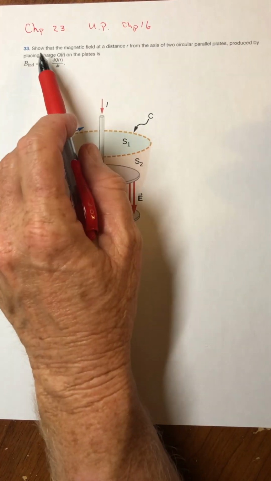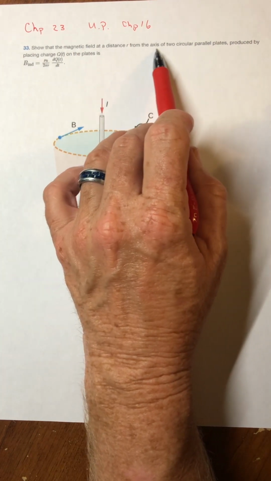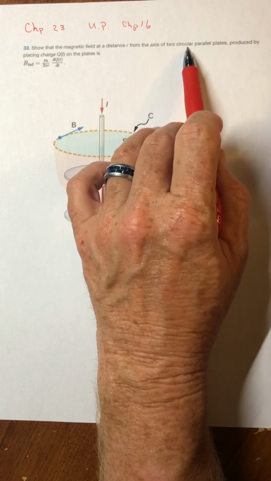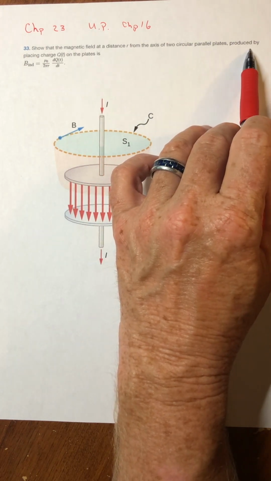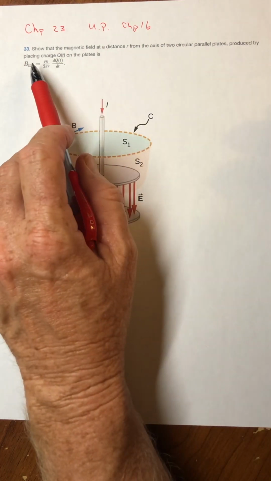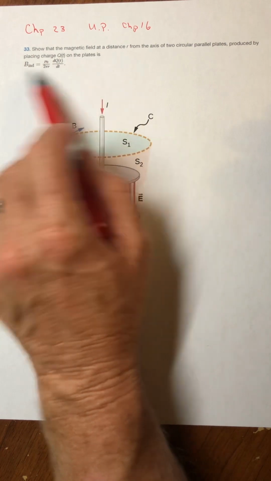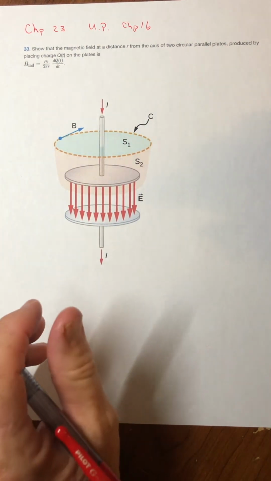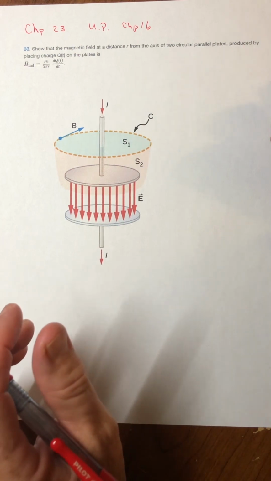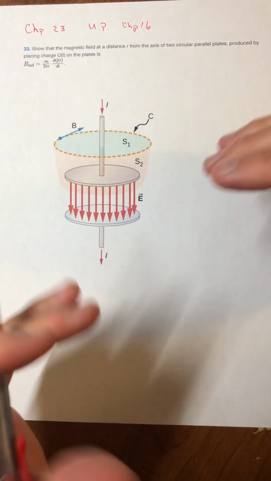It says: show that the magnetic field, a distance r from the axis of two circular parallel plates, produced by placing charge q, as a function of time, on the plates, is given by this equation. So here's kind of the argument, and I printed this picture, which is kind of helpful.